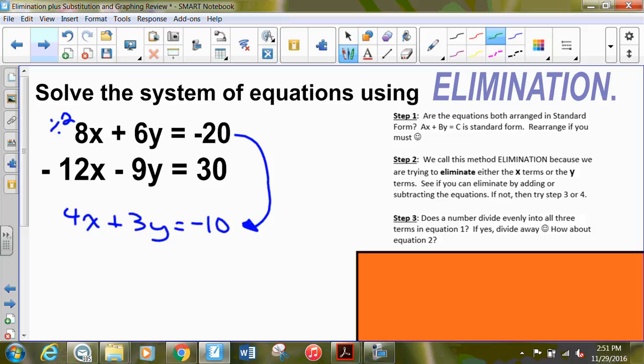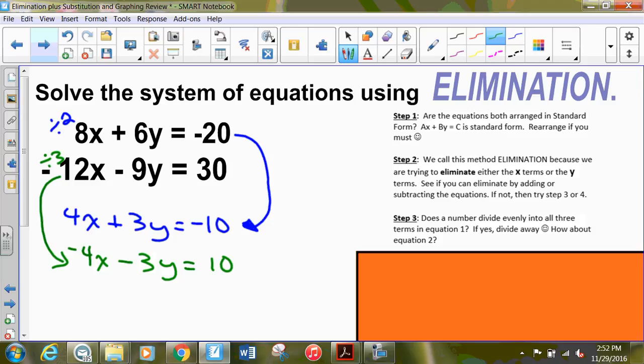And so now I'm going to look at the second equation. Is there a number that goes into all 3 of those terms? Yes, a 3 goes into it. So we're going to divide all 3 terms by 3. So here we go. Negative 12x divided by 3 is negative 4x. Negative 9y divided by 3 is negative 3y. And 30 divided by 3 is 10.